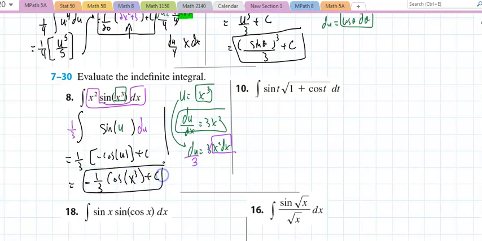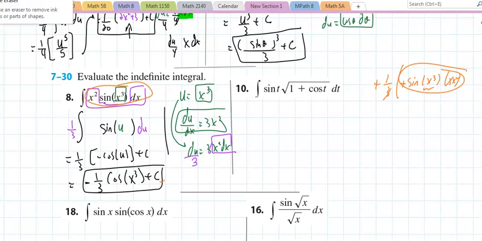And I could check my work really quick. If I take a derivative of that, that will be negative 1/3. Derivative of cosine is negative the sine of x cubed times 3x squared. The negatives cancel out, and the 3's cancel out. And guess what I'm left with? Pretty cool, huh?